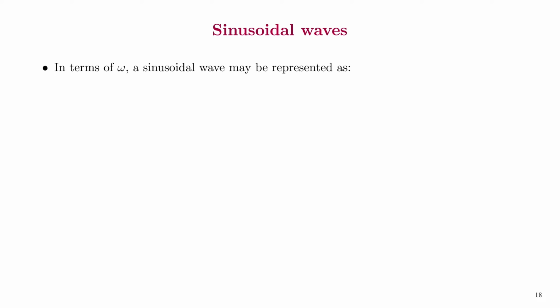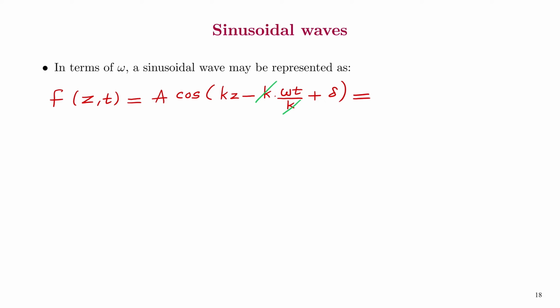In terms of omega, a sinusoidal wave may be represented as f(z,t). This is equal to A times cos[k(z minus (omega t over k)) plus delta]. These two k's get cancelled, resulting in A cos(kz minus omega t plus delta).